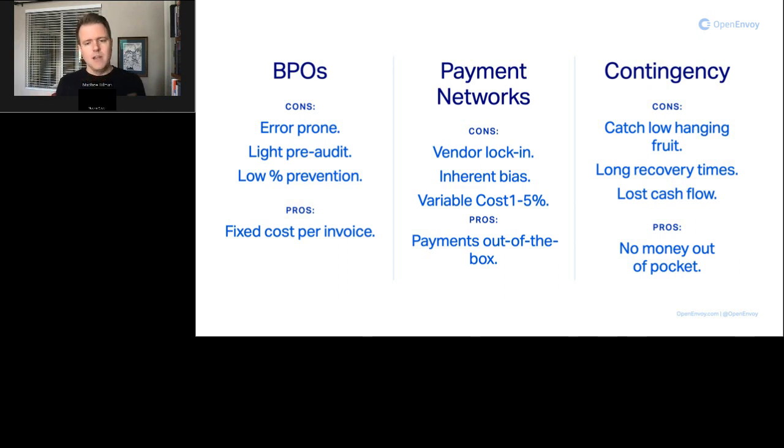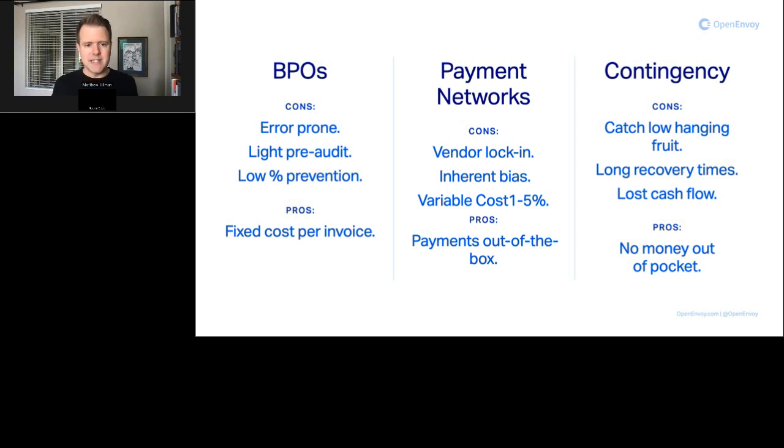Payment networks: vendor lock-in, inherent bias, 1% to 5% variable cost. In fact, you can't technically, mathematically audit them and the bill that they send you without subsequently auditing everything you sent them to audit and pay. Plus, they get paid on a variable cost of your invoice value, which means they don't care if you pay more, because they make more the more you pay. But you do get payments out of the box. They charge you a very small amount of money for invoice reconciliation, and you usually don't get the data back in an API addressable format. Programmatically addressable format is what we call it.